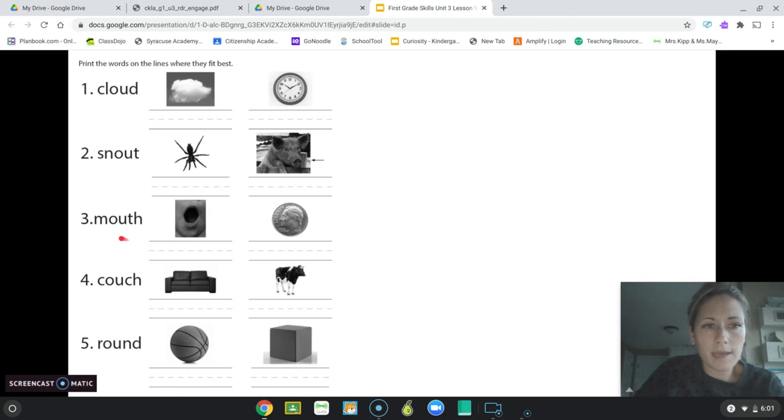Next one, let's sound it out. Ow. So remember T and H together sound like th. So we have ow, th, mouth. Where is the mouth? Looks like a mouth that is yelling. Right here. We write mouth right here. This is not a mouth. It's a dime. And it doesn't belong in your mouth. So we're not writing anything under that one.